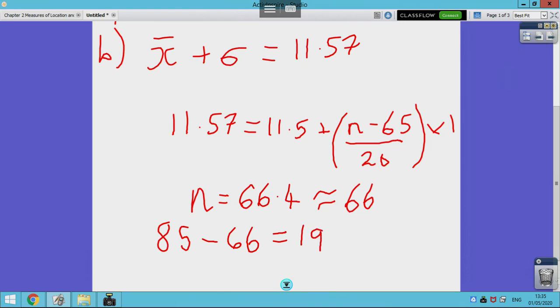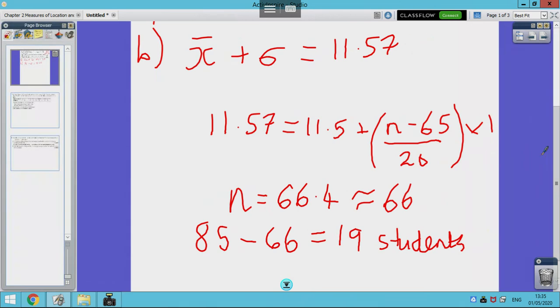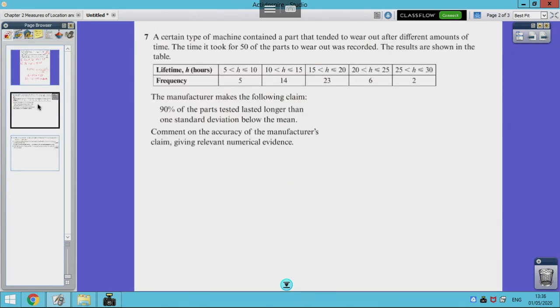And so there are 19 students that are more than 1 standard deviation above the mean. I did tell you that my writing was going to be like a 3-year-old, so I do apologise. I need one of those fancy doodly pens. Okay, so that is the first question. And the other 2 questions are actually really similar in style. So I'll do this one.